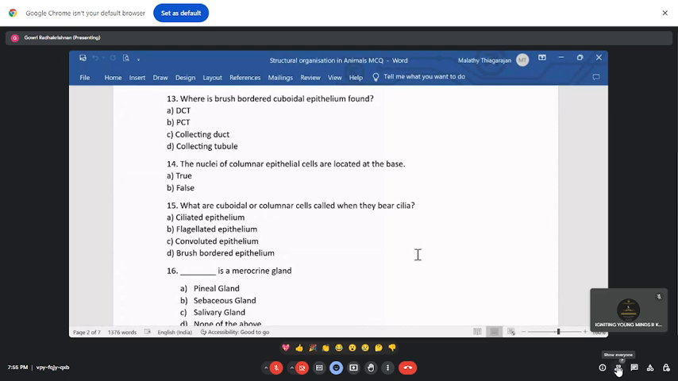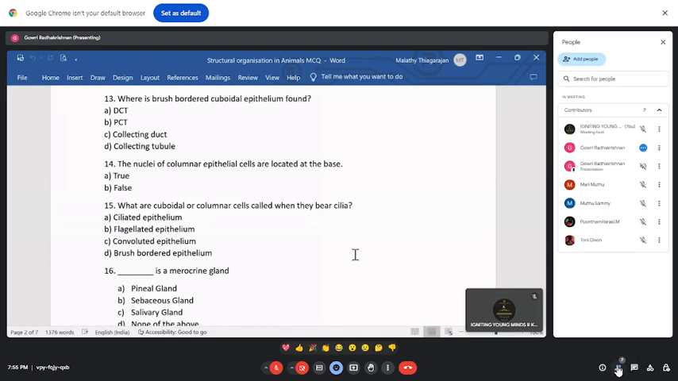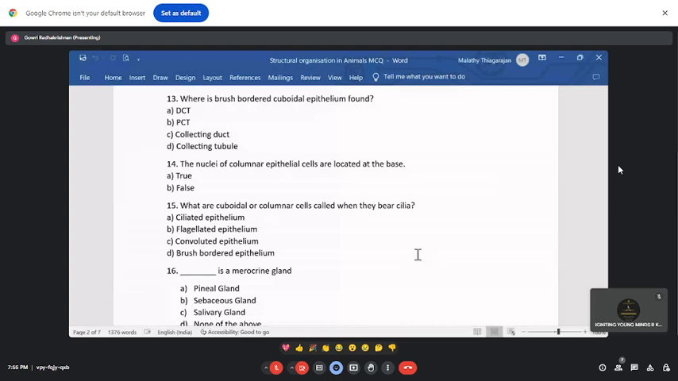See the brush bordered cuboidal epithelium is found in, shall I tell you the answer? Proximal convoluted tubule, that is the PCT, option B. When we say brush bordered, it has microvilli or it's kind of ciliated. Microscopic hairs are found on one side of the epithelium. Actually, it is responsible for 70% of reabsorption of glomerular filtrate.